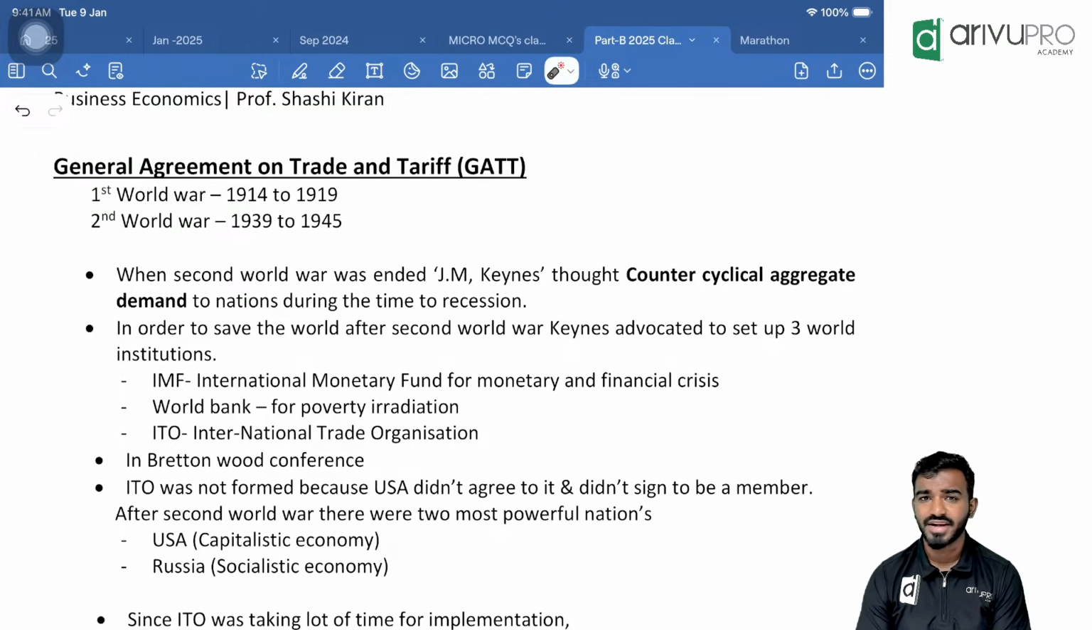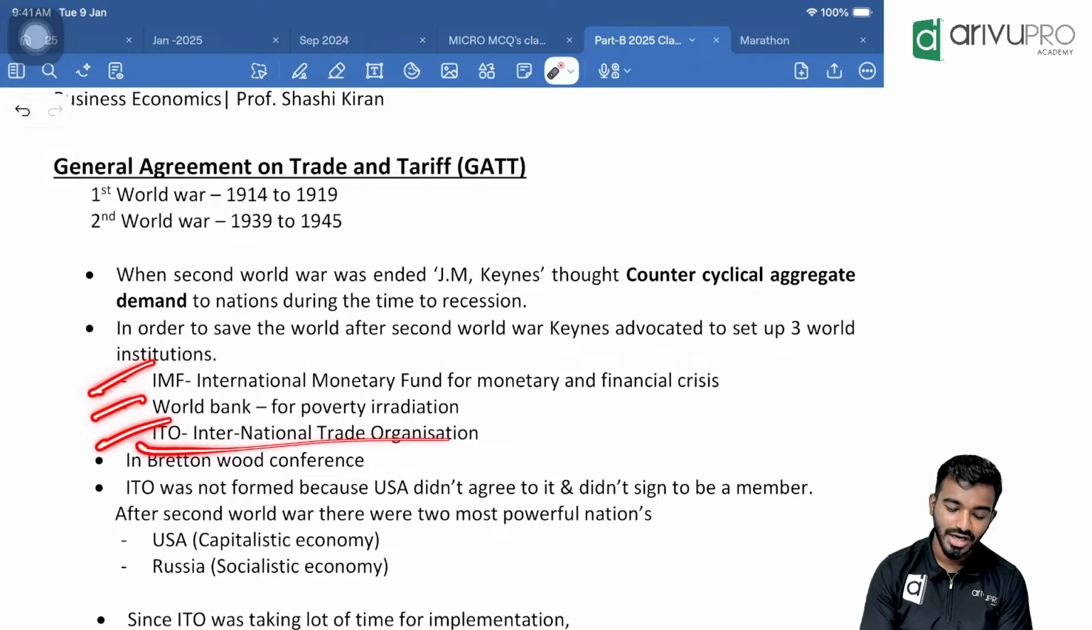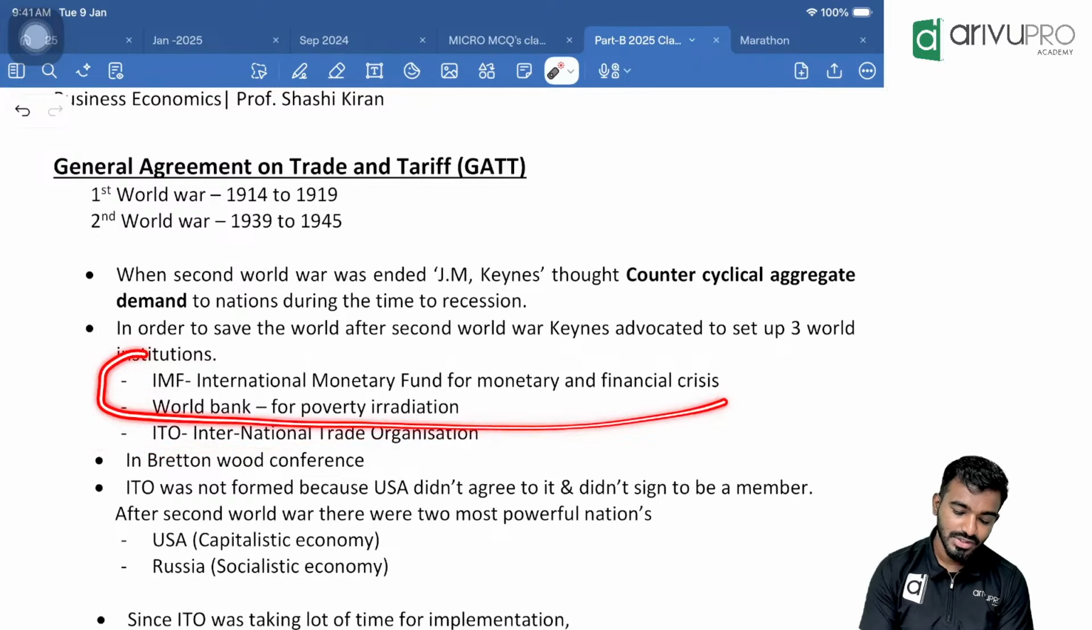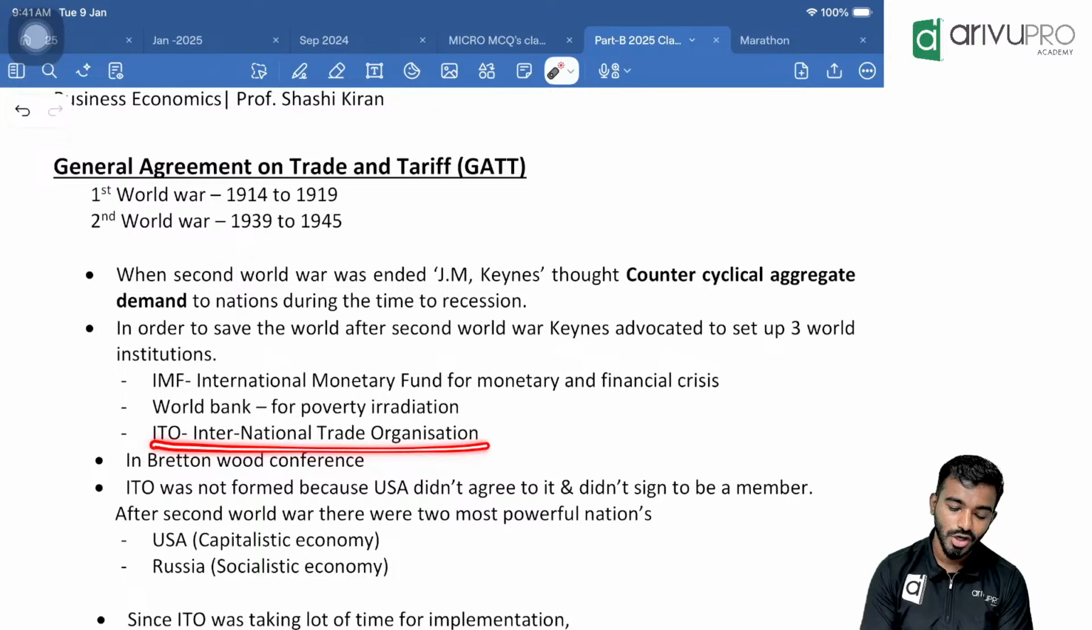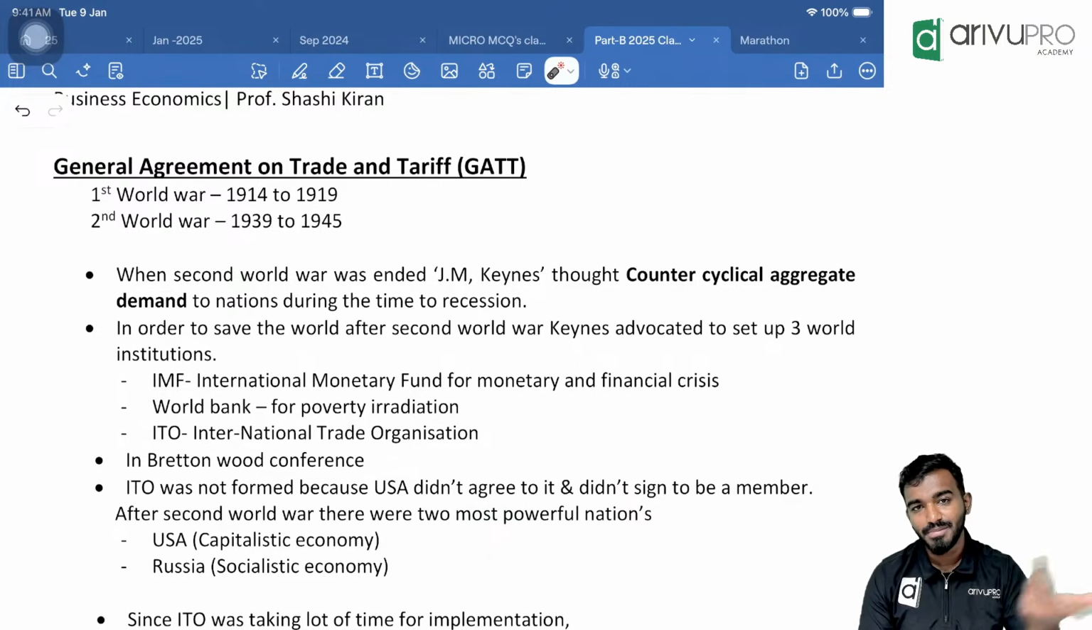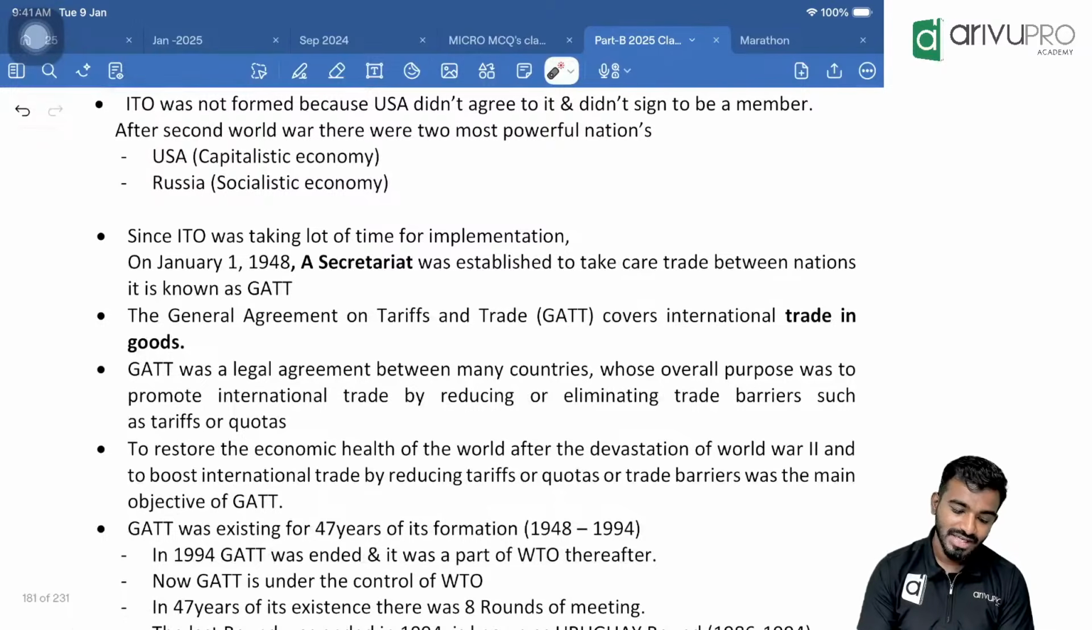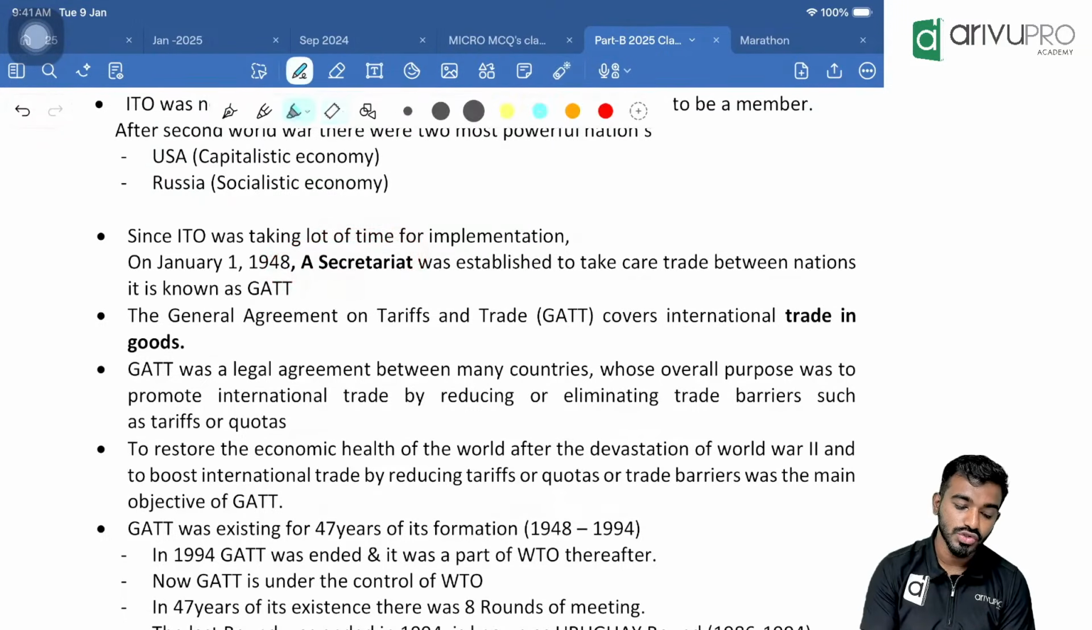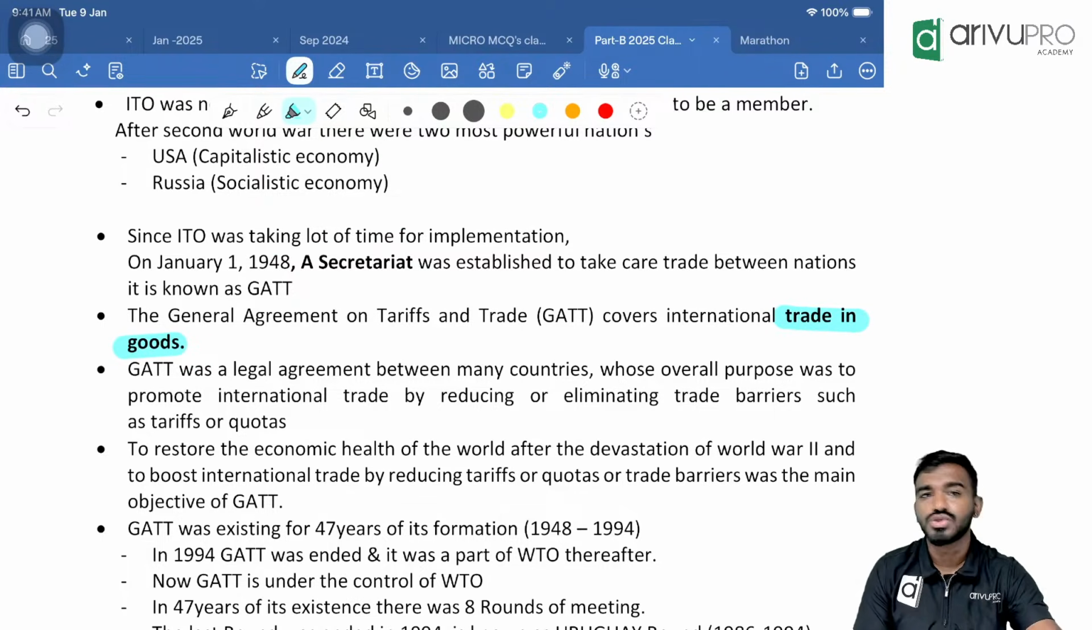After the Second World War, in 1945, John Maynard Keynes wanted to set up three world-class institutions: IMF, World Bank and ITO. The first two got established, IMF and World Bank. ITO was taking a lot of time because of the USA, which didn't agree to become a member, so all the capitalistic economies backed out of becoming members. As a temporary arrangement, as a secretariat, we established GATT. GATT only covered goods. It did not cover services or intellectual property. That became an issue later.